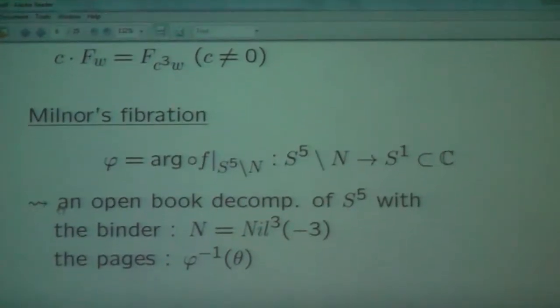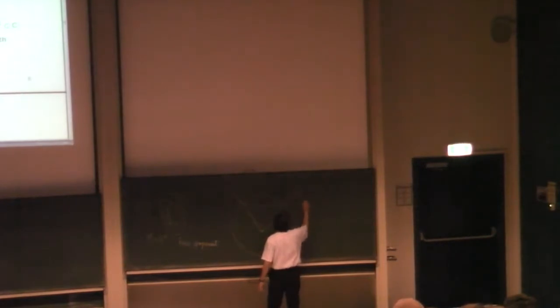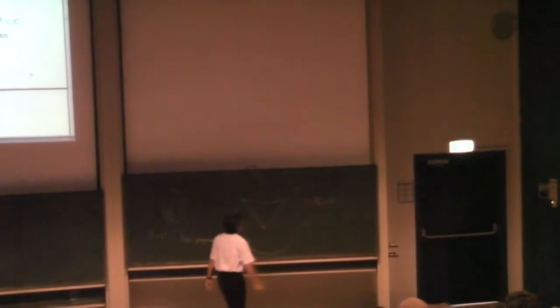And the important point is that here is the picture. Here is F0, so this is the singular surface, and take the intersection with the 5-sphere, and then here we have the intersection, S5 intersected with F0, which is denoted by N, which is a 3-dimensional manifold with Euler number minus 3.